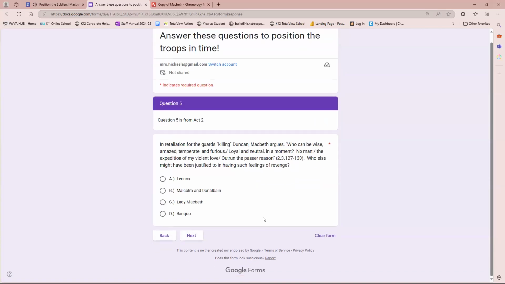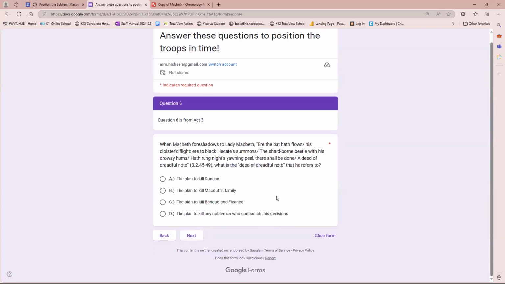Yes, B and C. In retaliation for the guards killing Duncan, Macbeth argues, "Who can be wise, amazed, temperate, and furious, loyal and neutral in a moment? No man. The expectation of my violent love outrun the pauser reason." Who else might have been justified in having such feelings of revenge? Right. Who would have been justified in revenging the king's death? I'm going to guess his sons, Malcolm and Donalbain.